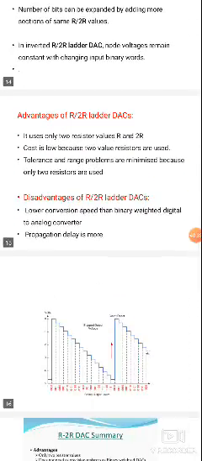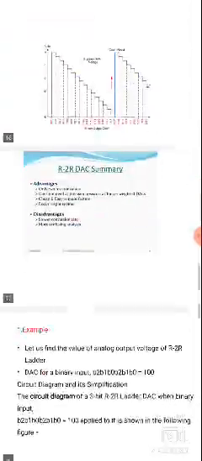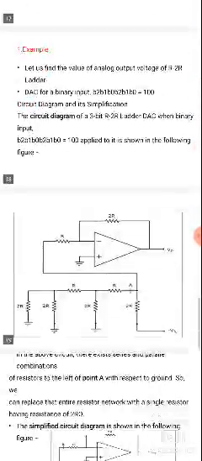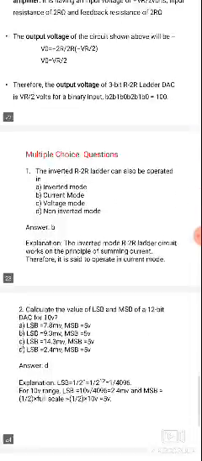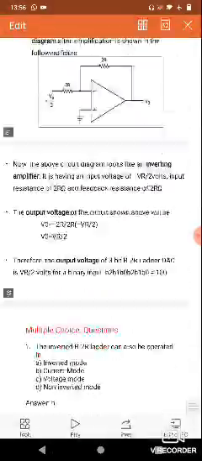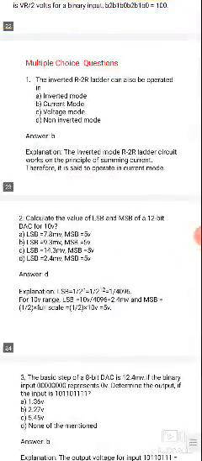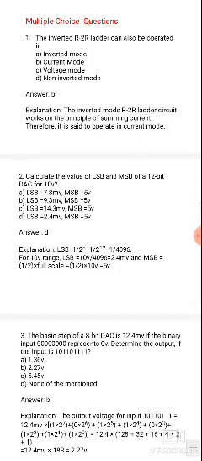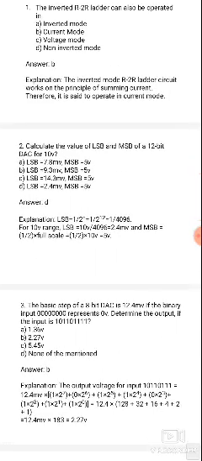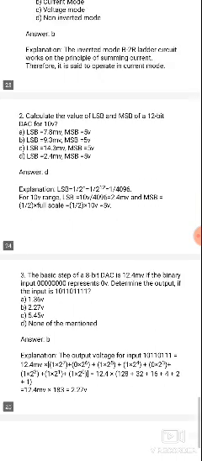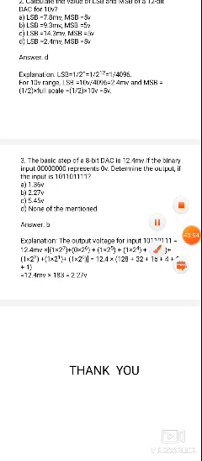It is a simple circuit with easy construction, but the disadvantage is that the delay is more. These are examples related to the R-2R ladder network. These are some multiple choice questions. R-2R works in current mode, and the next is 12-bit calculations. These are the two examples.